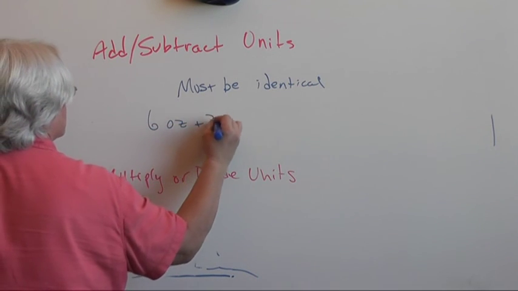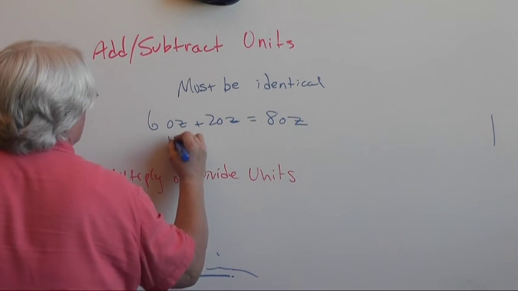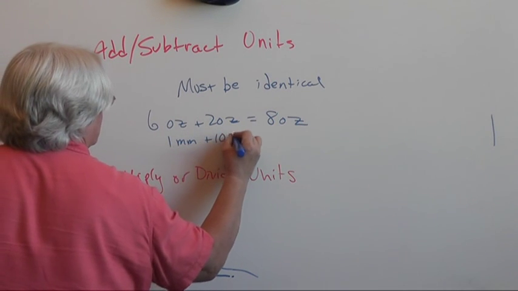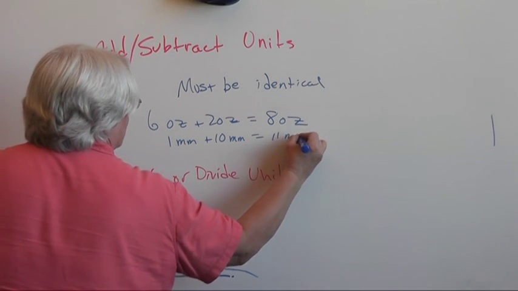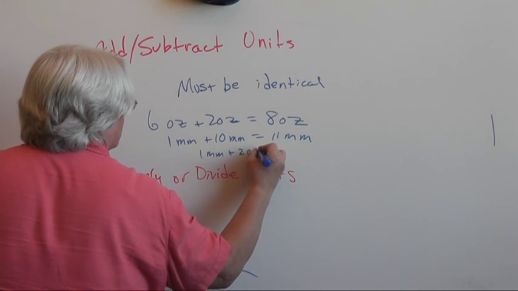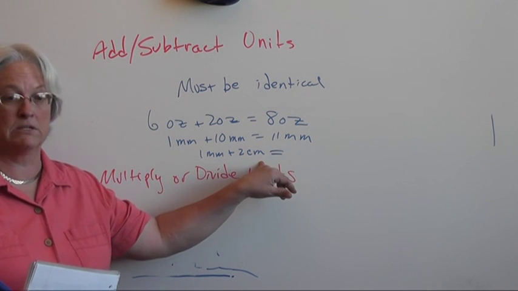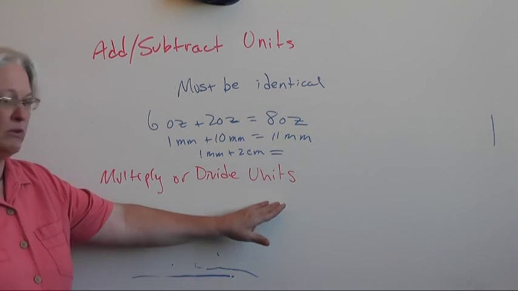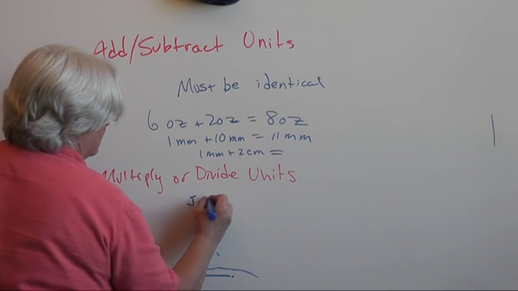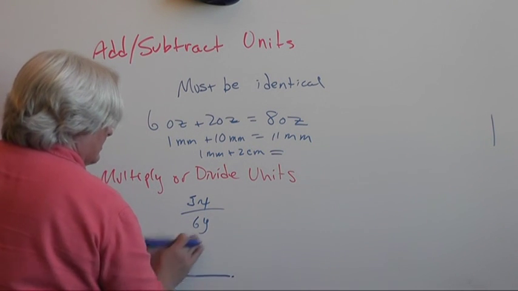6 ounces plus 2 ounces is equal to 8 ounces. 1 millimeter plus 10 millimeters is equal to 11 millimeters. 1 millimeter plus 2 centimeters. You cannot combine those. The units have to be the same. However, when you're multiplying or dividing units, they don't have to be the same. Because you can have as an answer, believe it or not, 5x divided by 6y. And that's an acceptable answer in algebra.